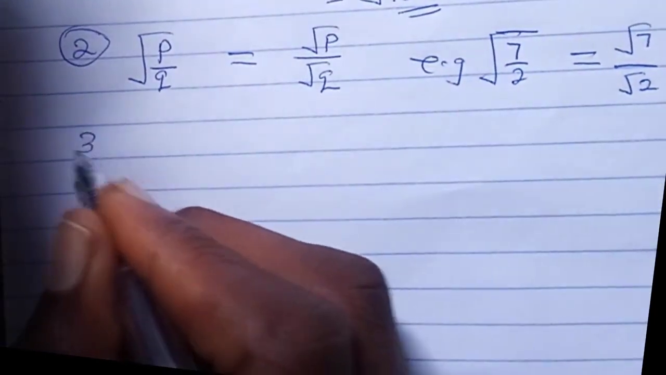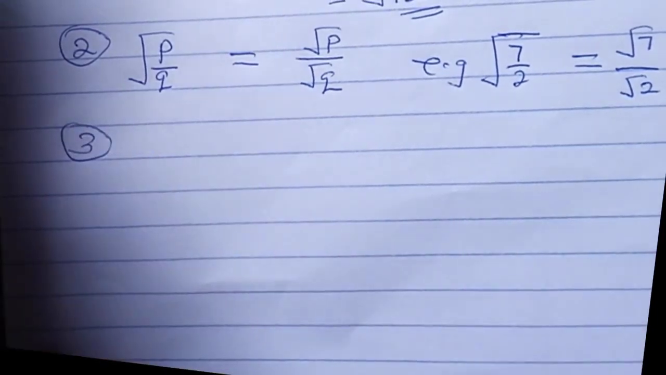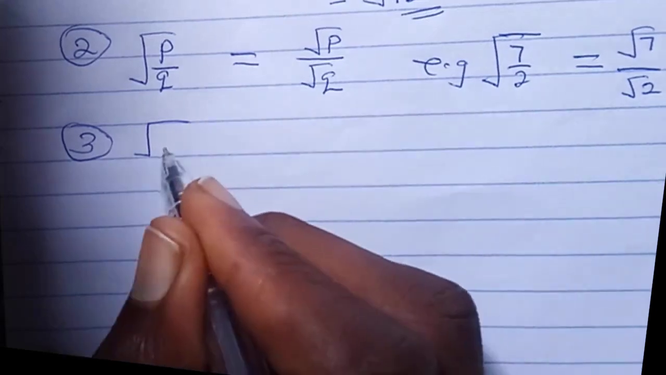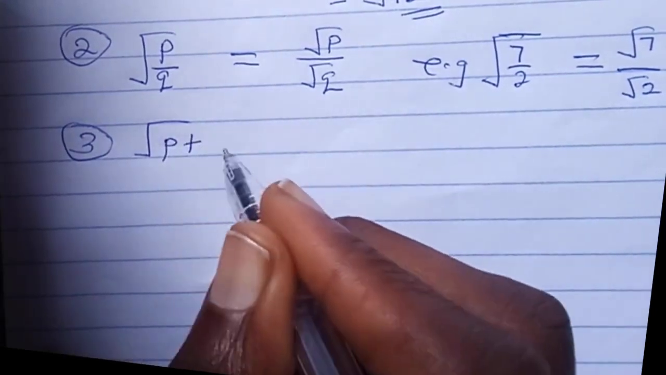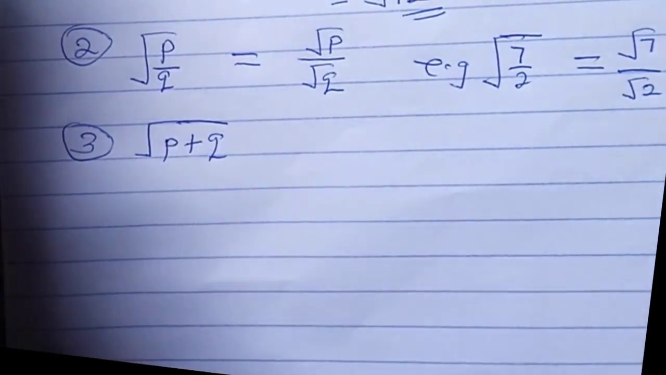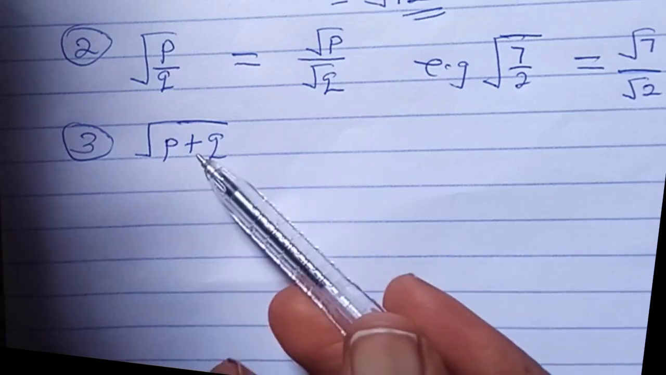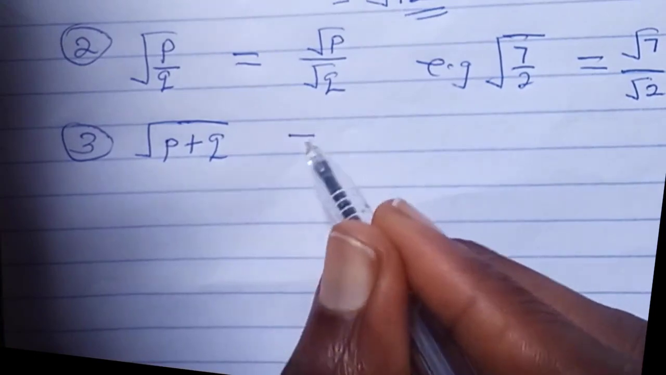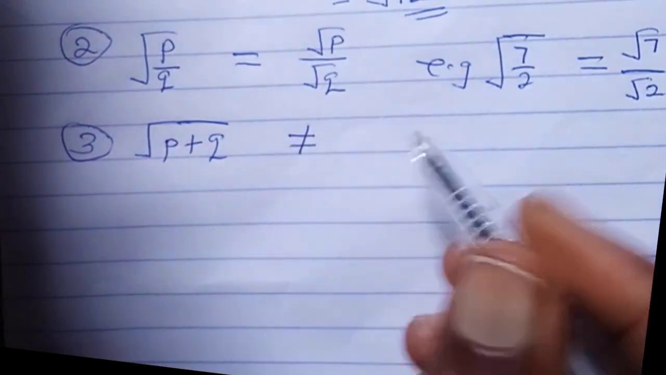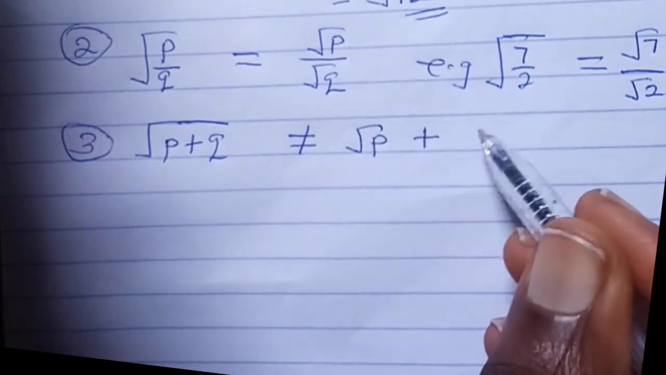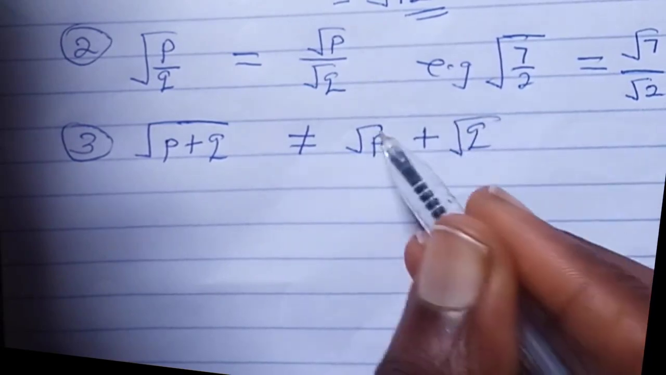Rule number 3, that's the addition rule. Now, what is the rule all about? If you have two integers that add up, let me say p plus q, the rule is saying that when you have two integers that are adding within a root, it's not going to be equal to root p plus root q. Please take note of this rule.